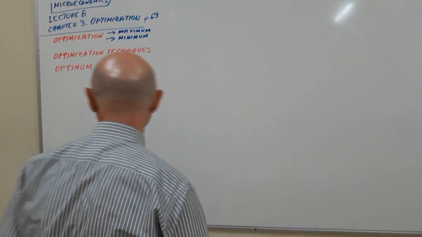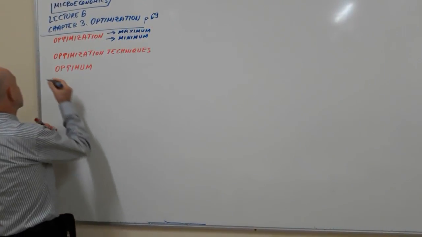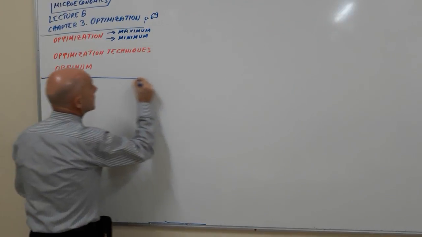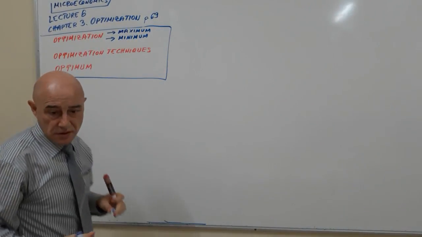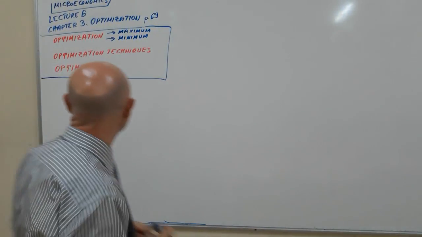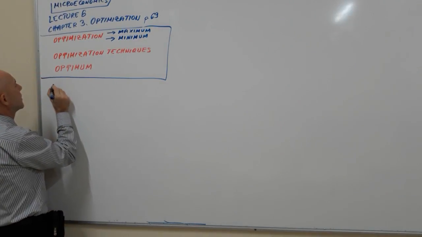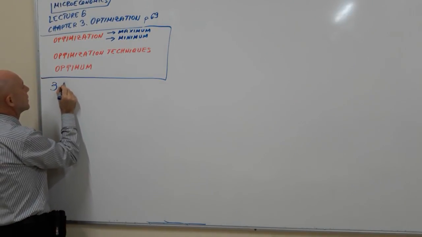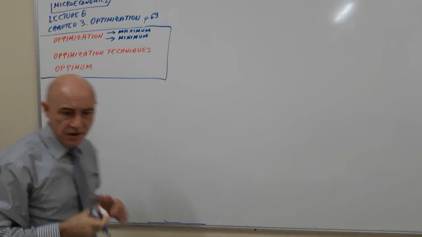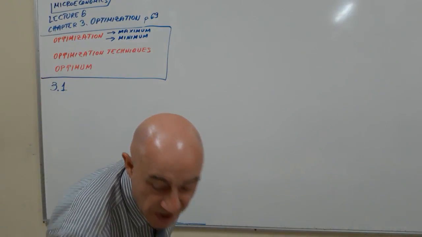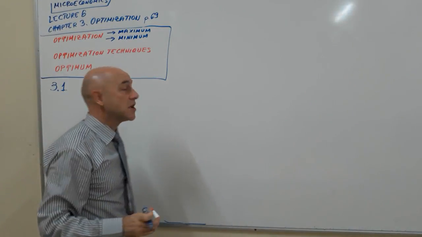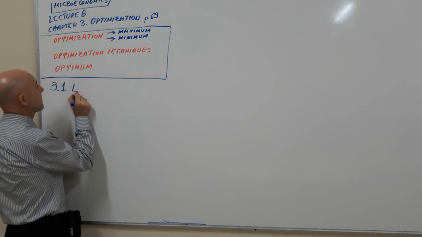And first of all, we now begin. This was the introduction. We get only now section 3.1. And 3.1 is expressing economic relationships.